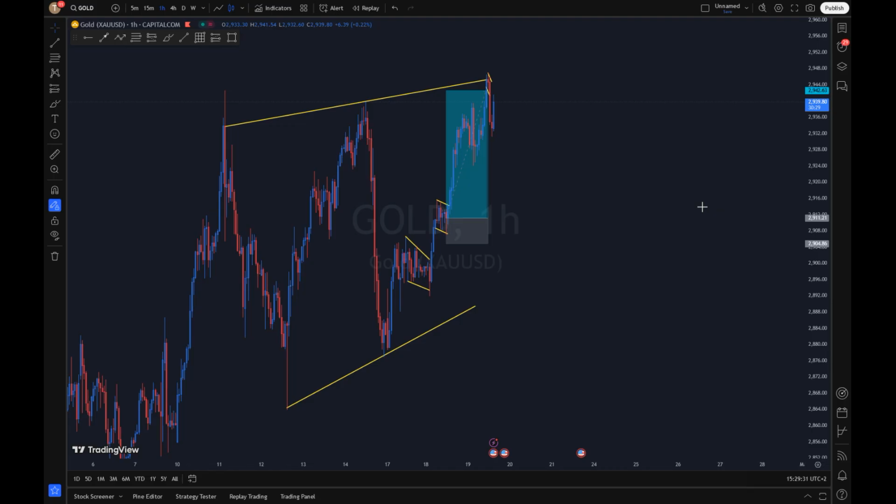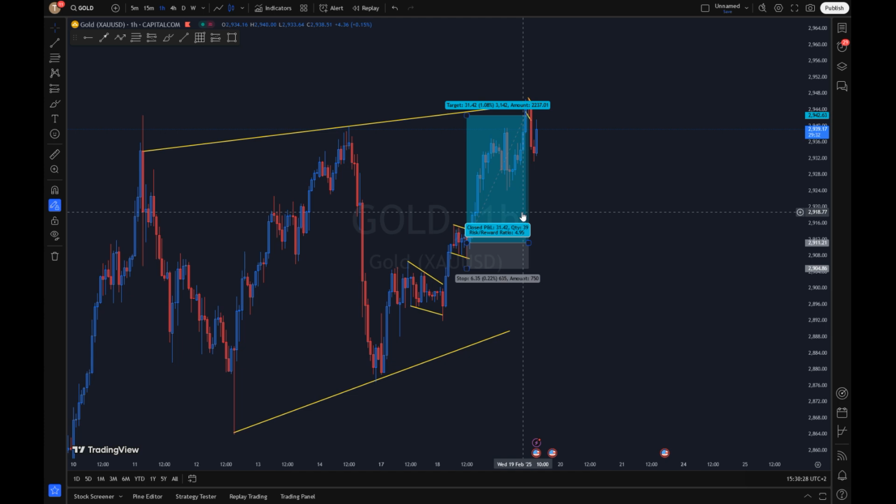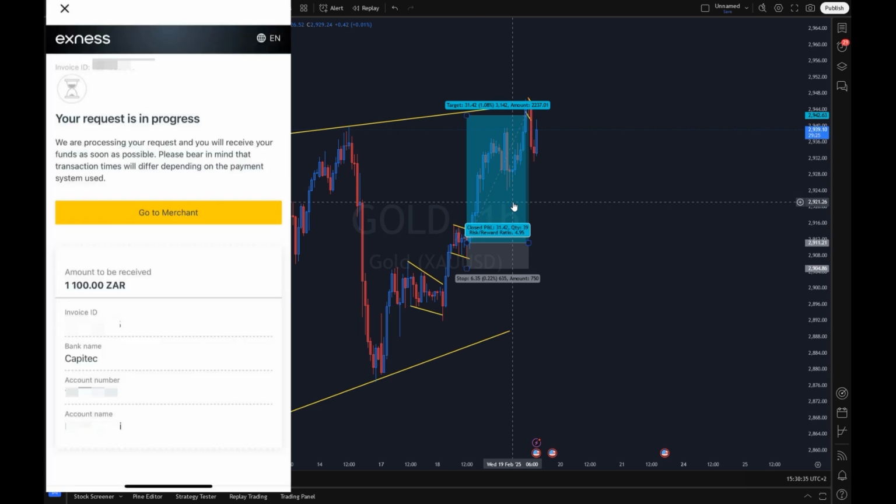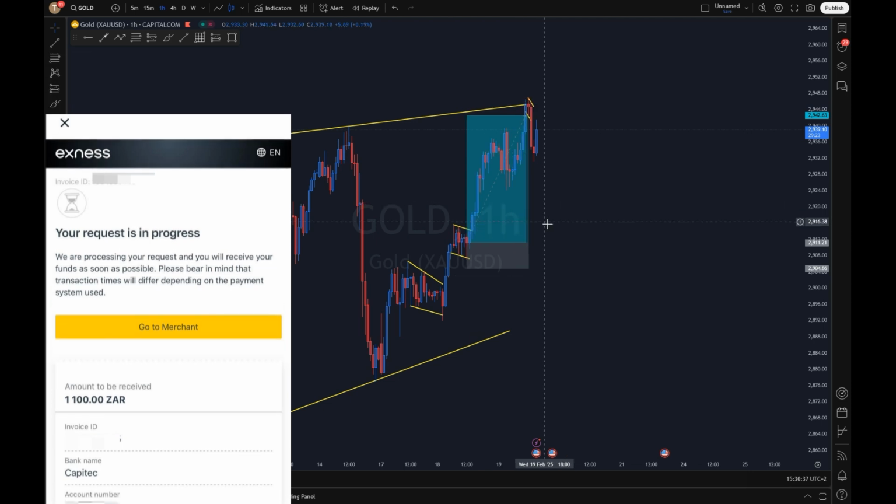So yeah, guys, as you can see, I'm currently out of the buy position on gold. Yes, this was a nice entry. I just walked away with 4.95% of the profit, and I just made a withdrawal. As you can see, this is the withdrawal on your screen. But yeah, this was a nice entry.